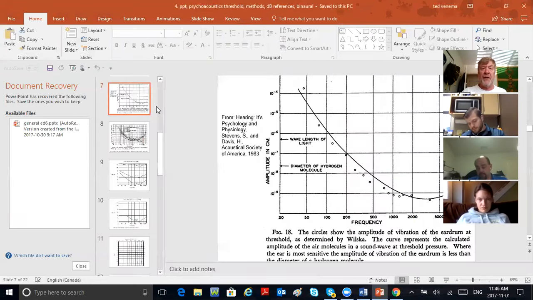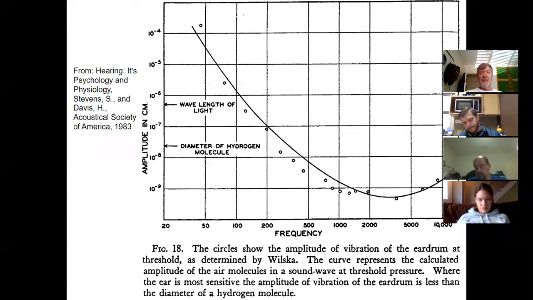Okay. Now, take a look at this weird slide here. Now, this slide talks about frequency. And look at what the vertical axis is telling you. How much the eardrum wiggled. Okay, that's all you need to know. How much the eardrum wiggled. And what they were testing was threshold across the frequencies. And you can see a line going down like this.